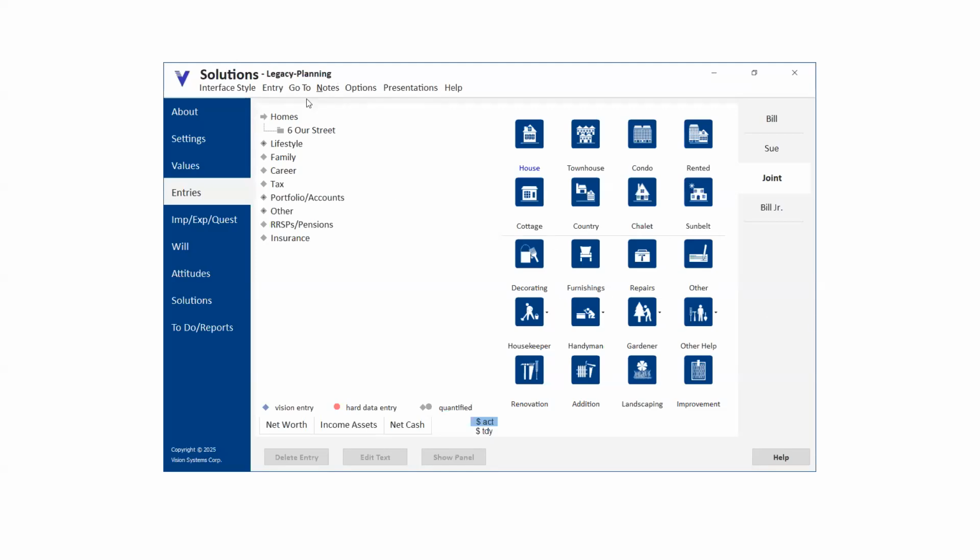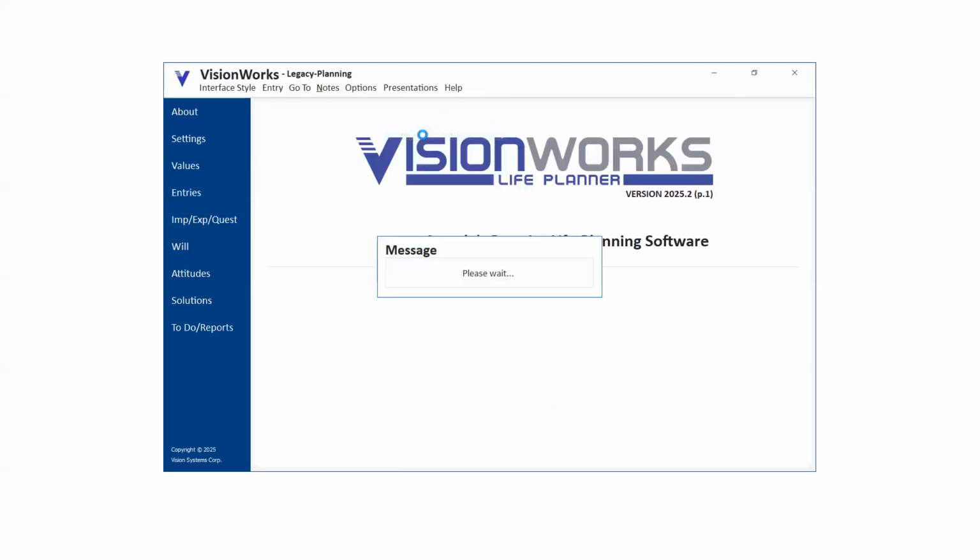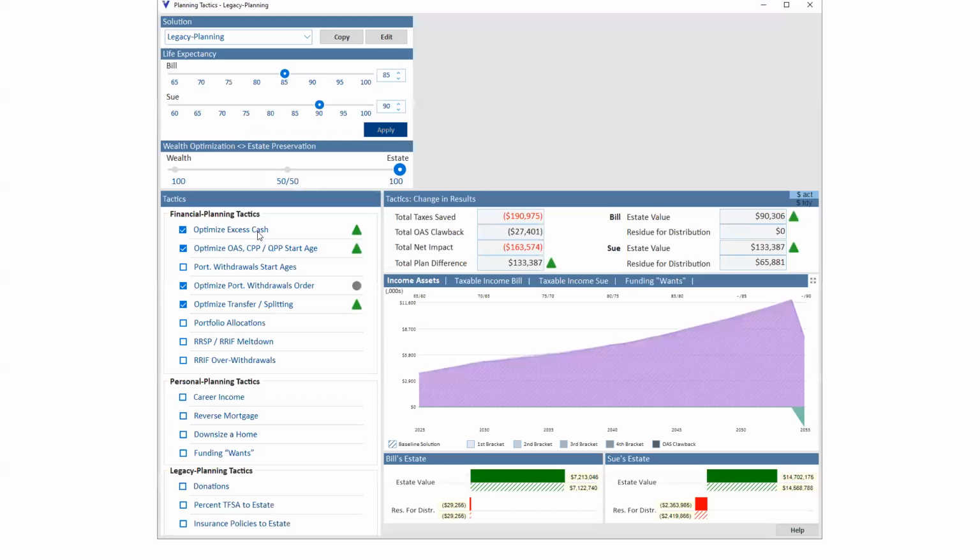So I've created a solution called legacy planning, and I'm going to open the planning tactics window. And what I want you to notice is that I've applied the previous financial planning tactics that we worked with in the past. But this time, when I did, I also selected the estate choice on the slider.